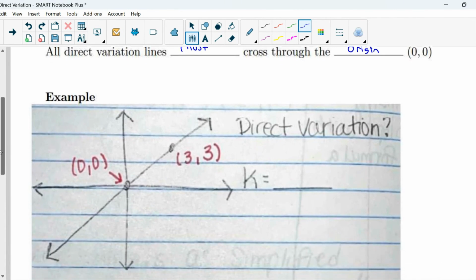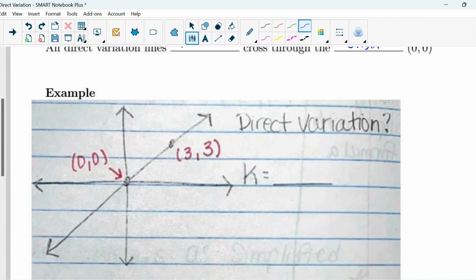Looking at examples. So it's wondering, is this direct variation? So in order for it to be direct variation, it must go through the origin, or 0, 0. In this case, it does. So yes, it's direct variation because it goes through 0, 0.